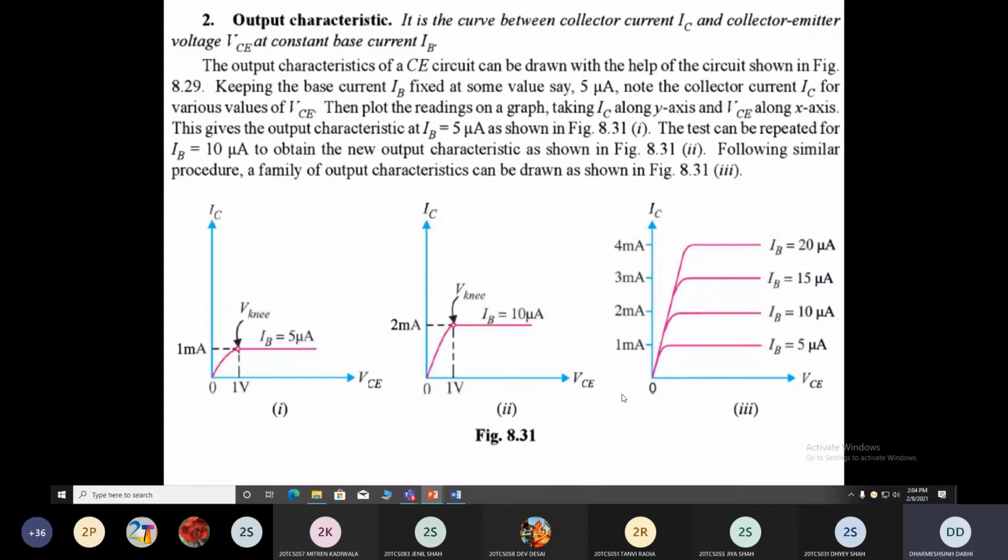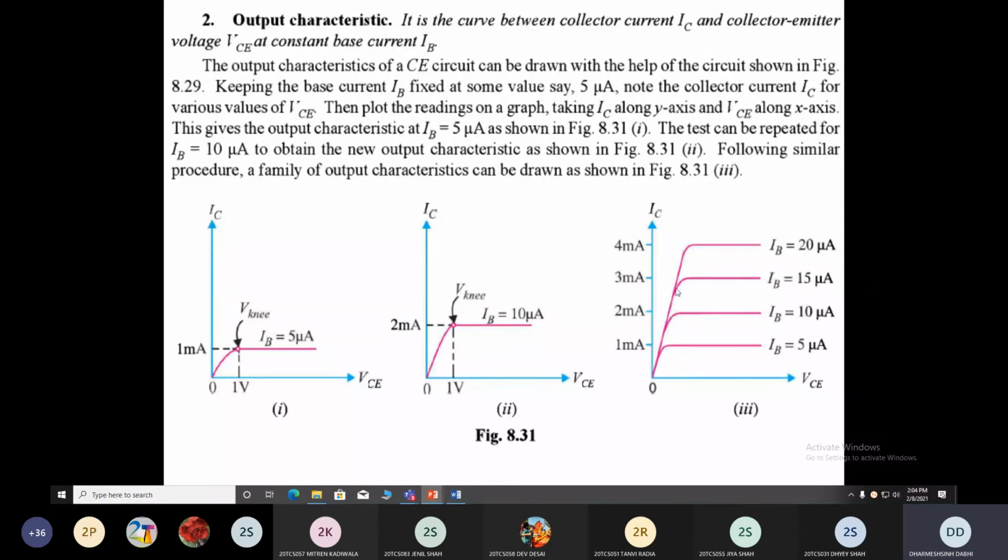Initially for a small change in the collector to emitter voltage, the value of collector current changes very rapidly. But after 1 volt, if you increase the collector to emitter voltage, your collector current becomes constant. Clear? It becomes constant.